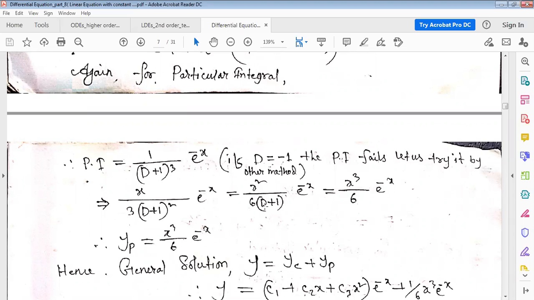Actually x square by 6, again differentiating this (D plus 1), we get x cube by 6. Differentiation with respect to D will be only 1. This is why we get x cube by 6 e to the power minus x. So the particular integral yp will be x cube by 6 e to the power minus x.